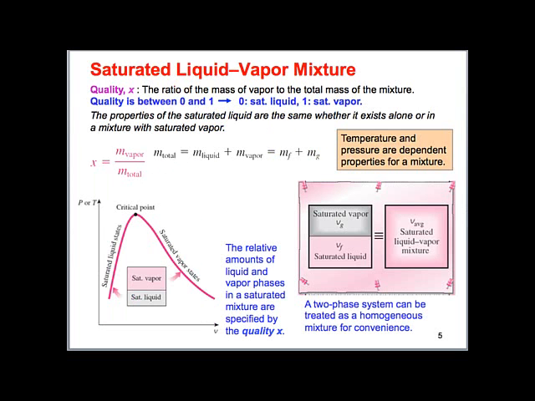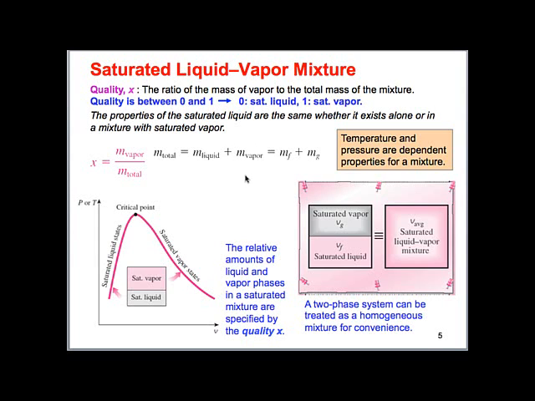Well, we use something called quality, and the variable we use to describe that is an x. Now, quality varies between 0 and 1, and what this x value is telling us, it's a linear relationship, and this relationship is just a ratio between the mass of vapor in our system divided by the total mass in our system. And by total mass, I mean the total combined liquid and vapor states.